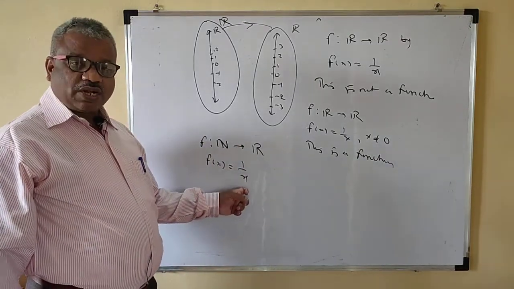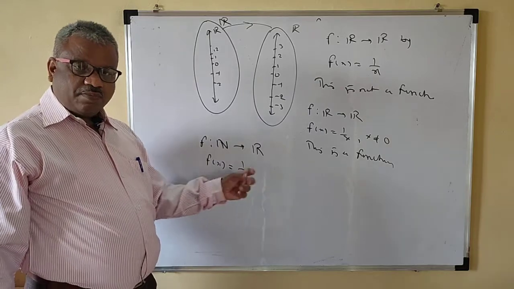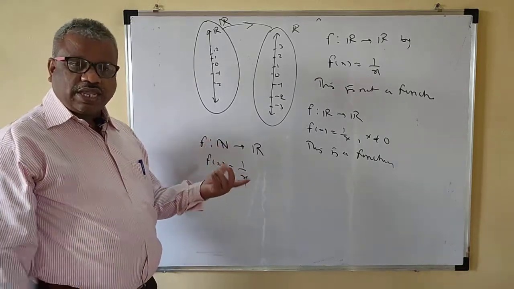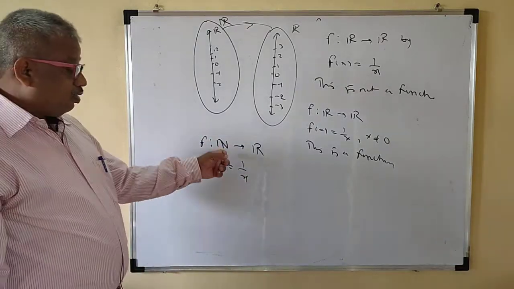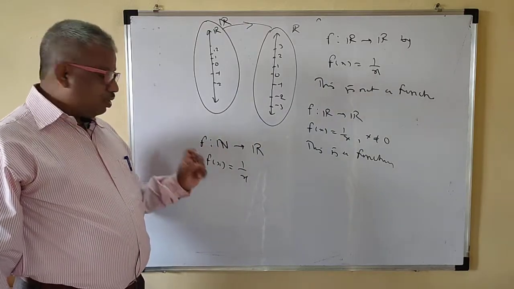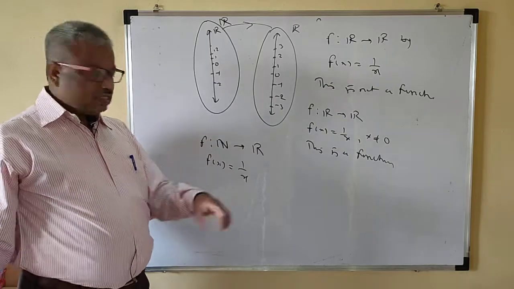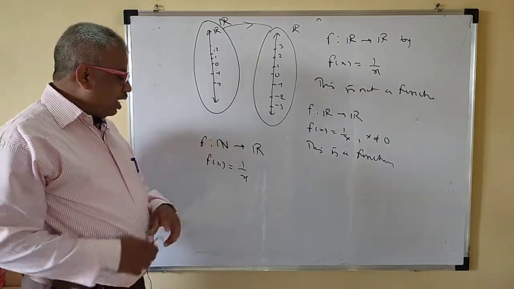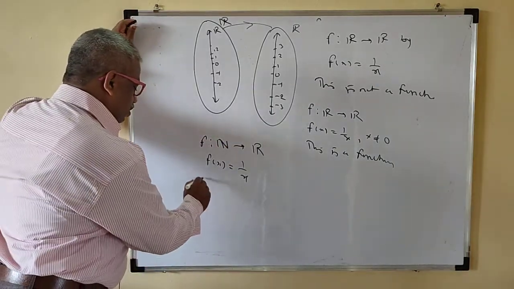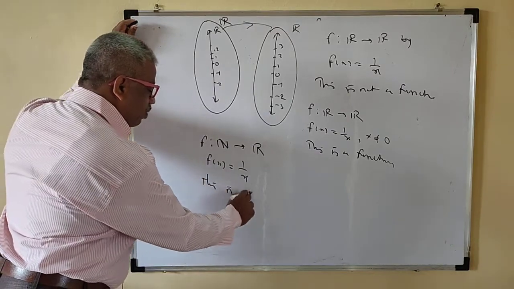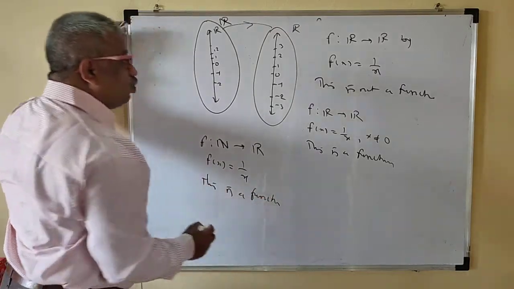So here x not equal to 0 is not mentioned, but x is not 0 because 0 is not a natural number. 0 is not in the domain. Your domain is the set of natural numbers. So this exists. Your f of x exists for all x belonging to N, right? So this is a function.